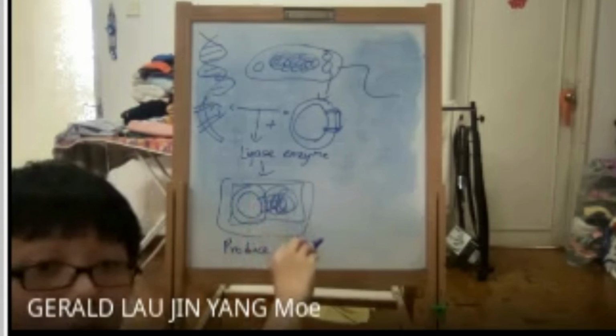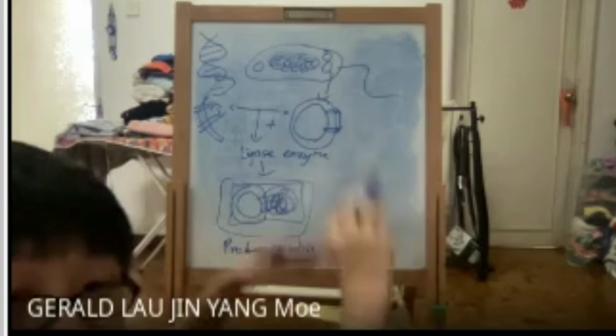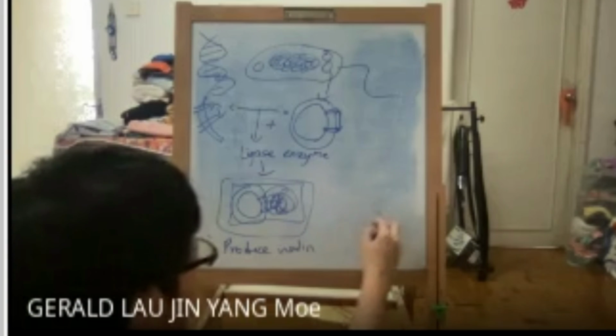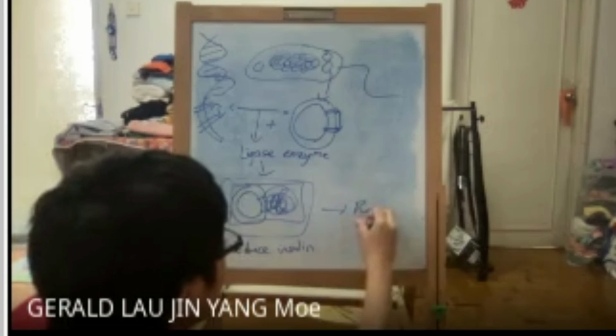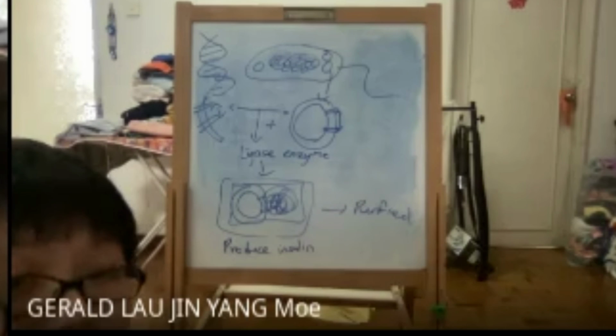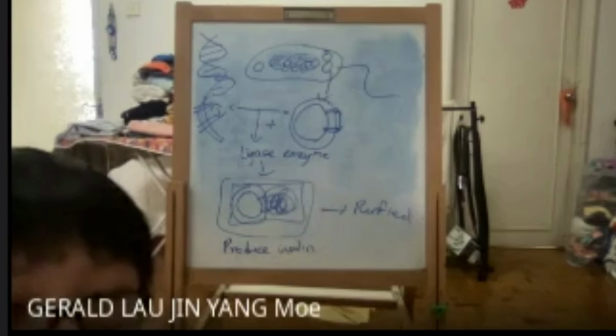Once it produces the insulin, because it will reproduce and clone everything, okay, so there will be a lot of insulin. A lot of insulin, and then the last thing is you purify it. Okay, understand? And that is how you extract the insulin. Can you all understand?